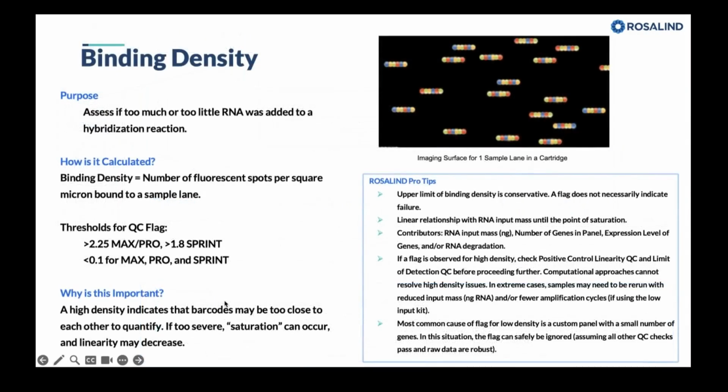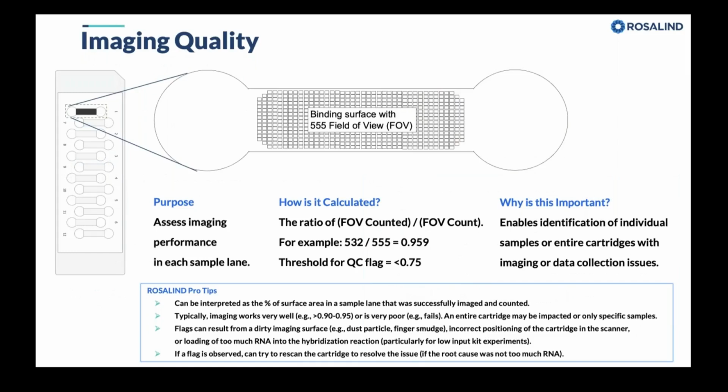Oops, I'm sorry. Let me go back. Didn't mean to scan. This first point here is that the way that I think about the imaging quality metric is essentially the percent surface area of the lane that you're successfully scanning. So in this example here, 532 divided by 555, the way I think about this is that in this particular sample, we successfully scanned about 96% of the surface area. So it's kind of an easy way to think about what this metric means.